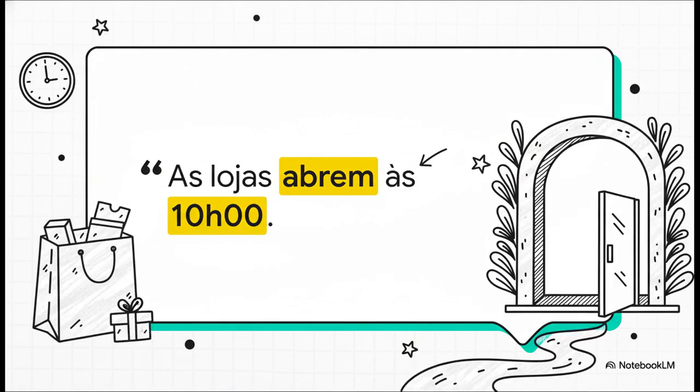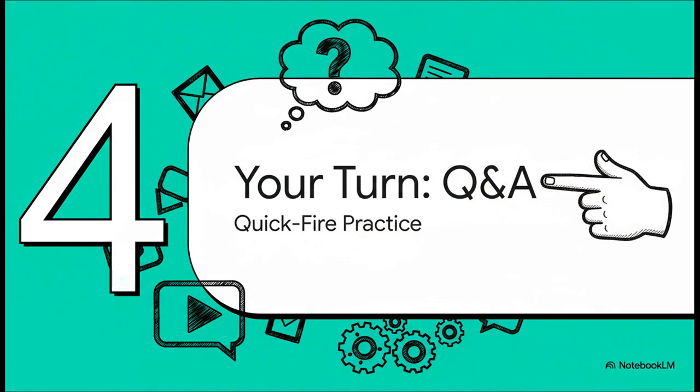And for a plural example, as lojas, the shops, well, that's basically they, right? It's like elas. So we use that EM ending for the verb abrir. As lojas abrem às 10 horas. It follows the rule exactly. Perfectly consistent.